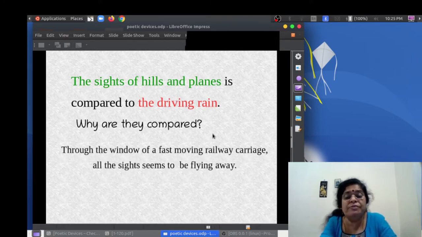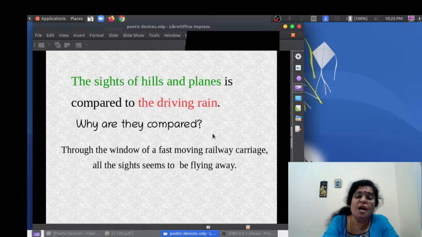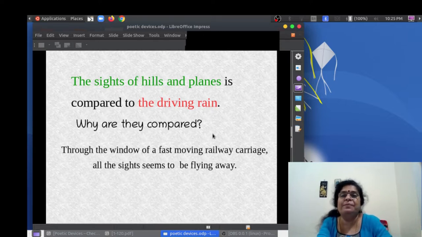Through the window of a fast moving railway carriage, all sides seem to be flying away. That is the point. Through the window of a fast moving railway carriage, all the sides seem to be flying away.